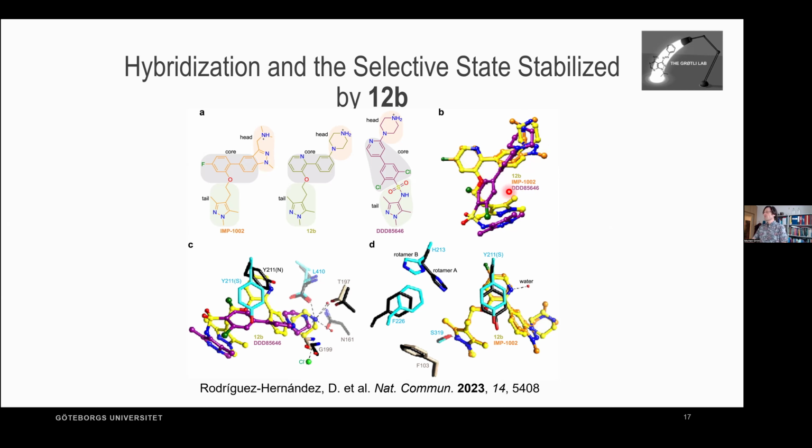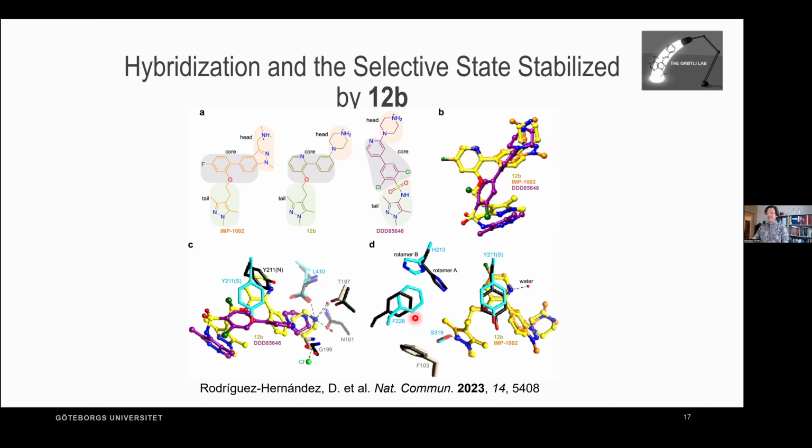And the other thing is that 12B and EMP1002 overlap very nicely in part of the structure. But if you look up here, you see that this other aromatic ring does not have a perfect overlay, and also the end group up here does not overlap that well, which again hints towards what might give us the selectivity.